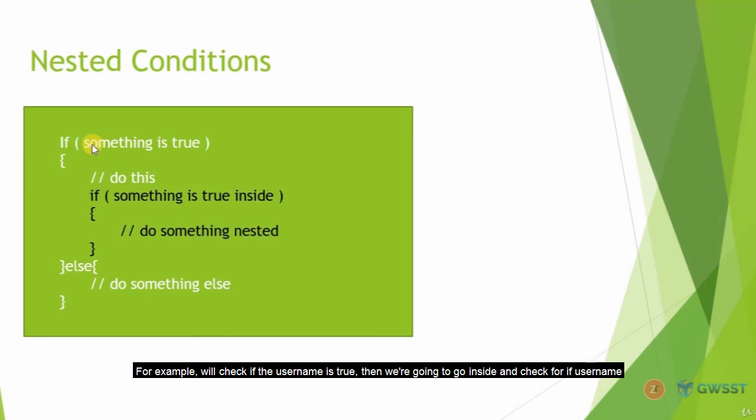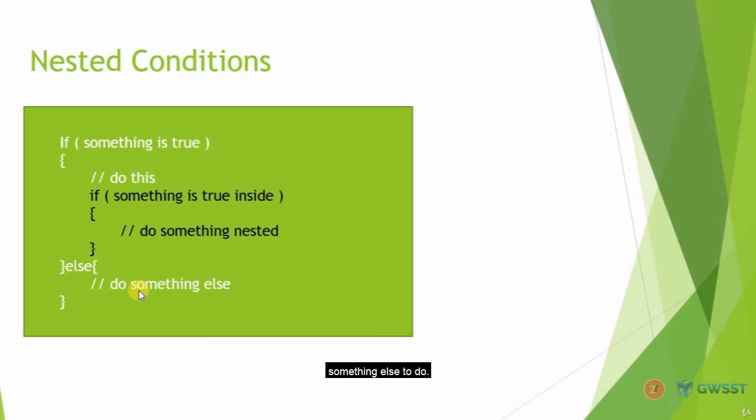For example, we'll check if the username is true, then we're going to go inside and check for if username and password is true, and then we'll check out what is going on there. Else we'll go outside and write something else to do.